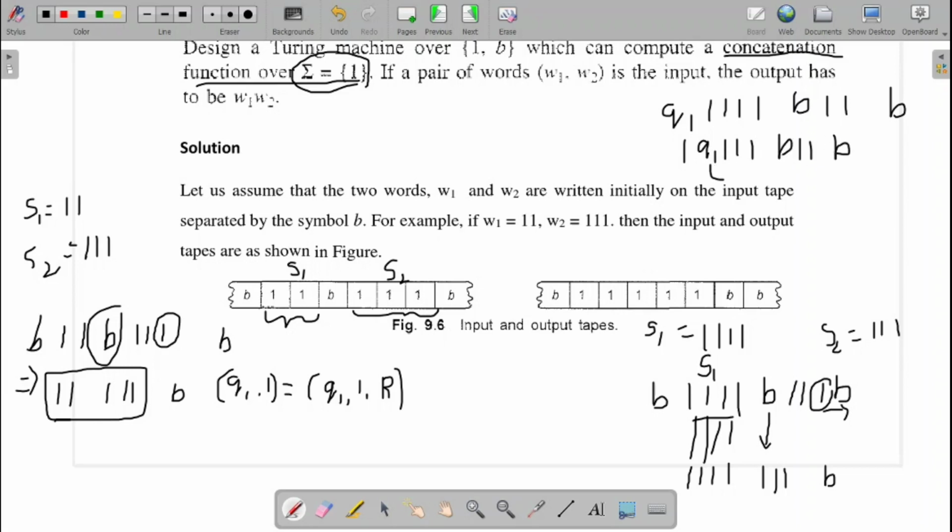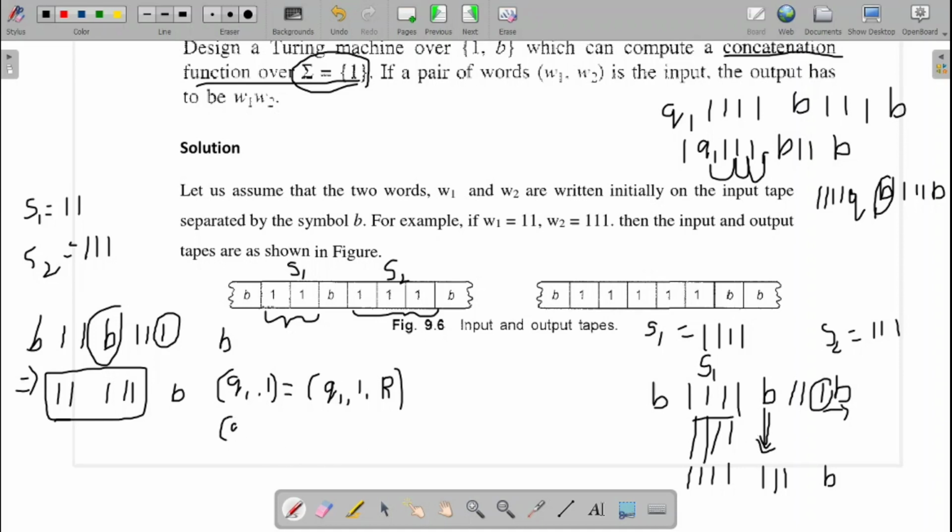Again Q1 on 1, Q1 is shifted. Again Q1 on 1, Q1 is shifted. Again Q1 on 1, Q1 is shifted. So now in this scenario, what will I have? 1 1 1 1, then the Q1, then the blank, then the 1 1 1 and the blank. Now what to do for this blank? We are changing that blank to 1. That is my next step.